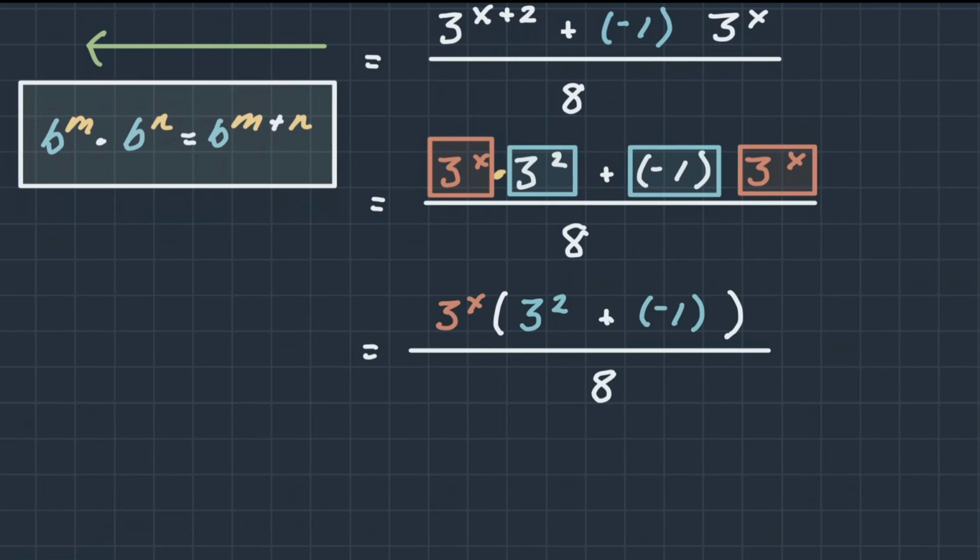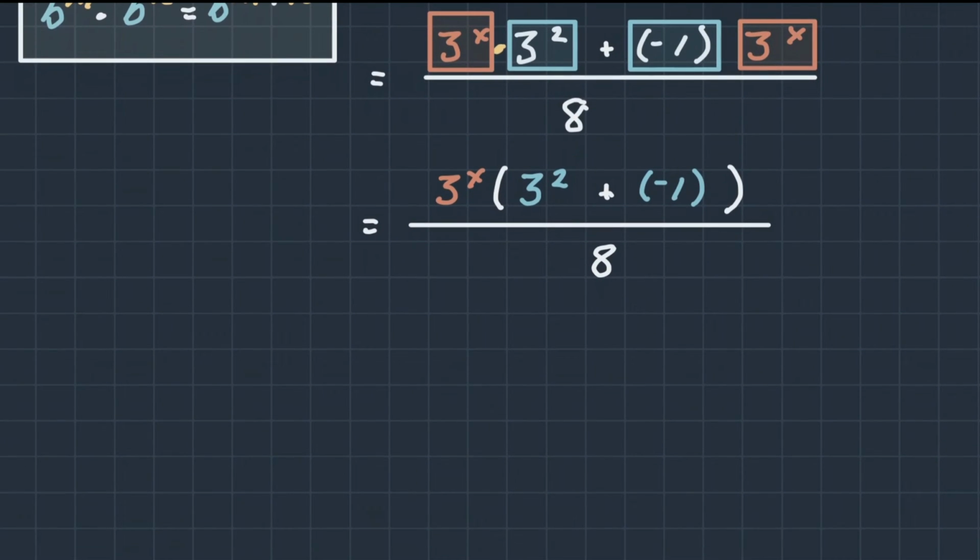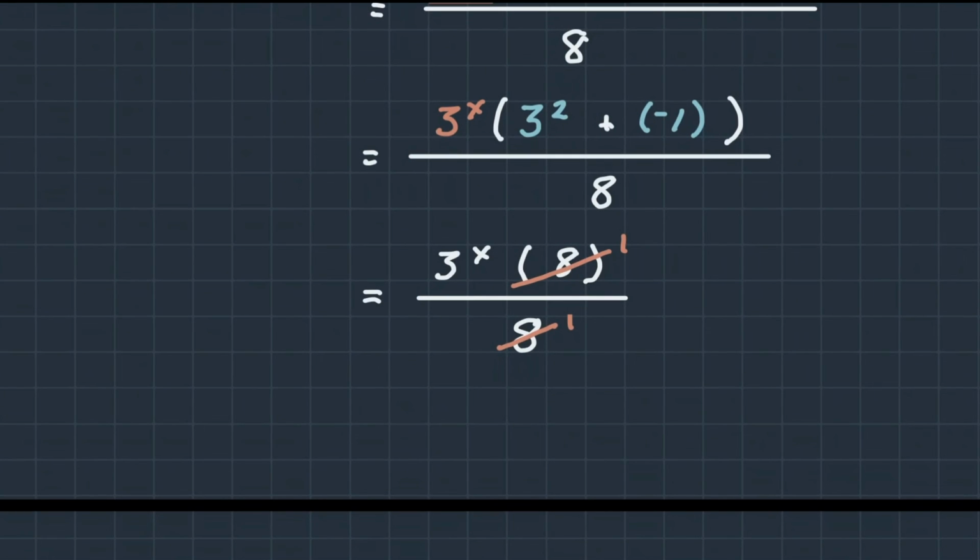Now, notice that we get a little lucky here when we go to evaluate the expression within the parentheses here. So we're going to get 3 squared, which is 9 plus -1, which is going to give us a sum of 8. And that works out really nice for us because now we have a common factor within the numerator and the denominator. So these factors of 8 in both the numerator and denominator are going to cancel to factors of 1. And that is going to leave us with 3 to the x times 1 over 1, which is going to simplify to just 3 to the power of x.